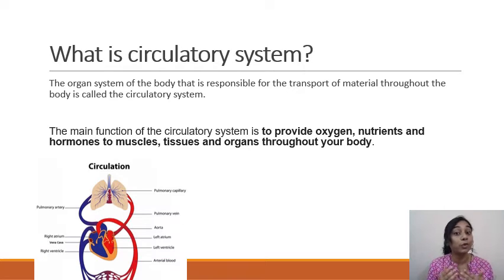Today we are going to discuss the circulatory system. Organisms need food, water and oxygen for survival. They need to transport all these to various parts of the body. So the organ system of the body that is responsible for the transport of material throughout the body is called the circulatory system. And the main function of the circulatory system is to provide oxygen, nutrients and hormones to muscles, tissues and organs for proper functioning.